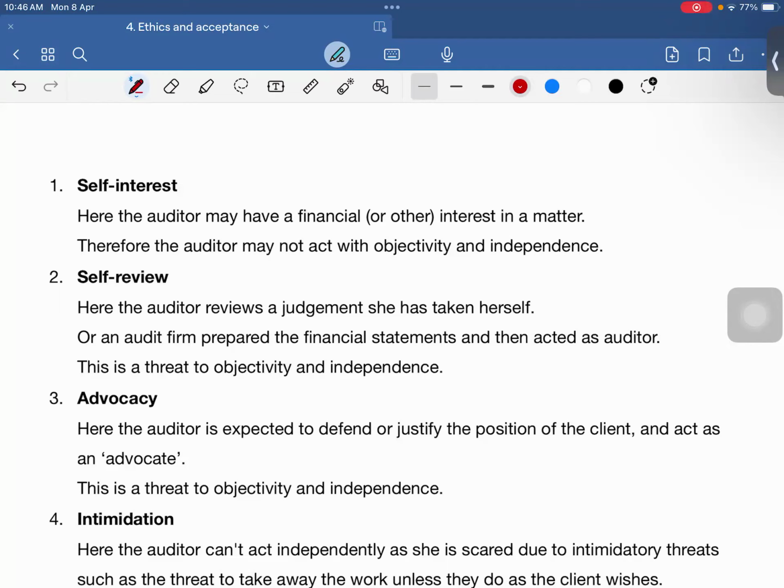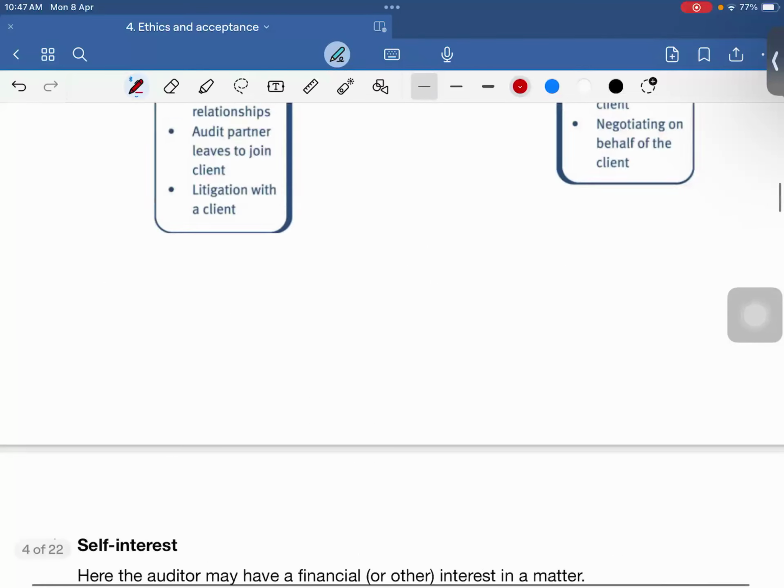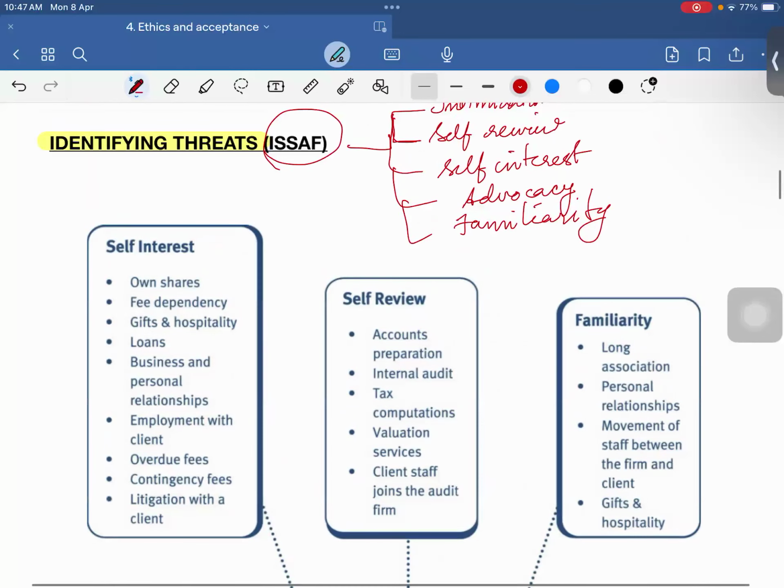Suppose you have a client, and upon accepting that client, you're going to cloud your judgment, that is, you're going to compromise your objectivity, because you gain some financial interest from that particular client. So that type of threat is called a self-interest threat. Understood?